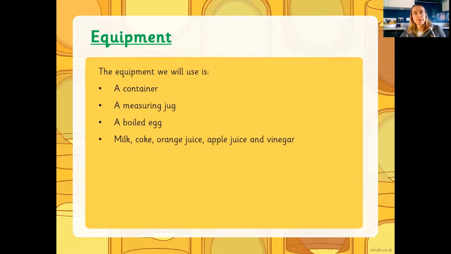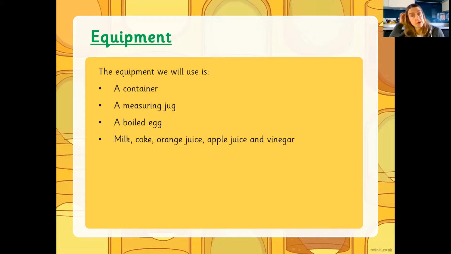Right, next thing we need to think about is what equipment we need. Okay, so we need a container. We need 6 containers, okay? We need a measuring jug, okay? Because we're going to need to measure out our liquids. We need a boiled egg. We need 6 boiled eggs, which I've got here. And we need the different liquids.